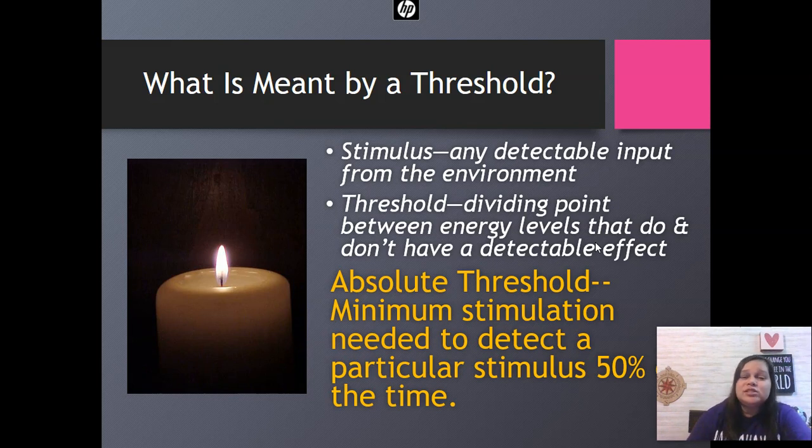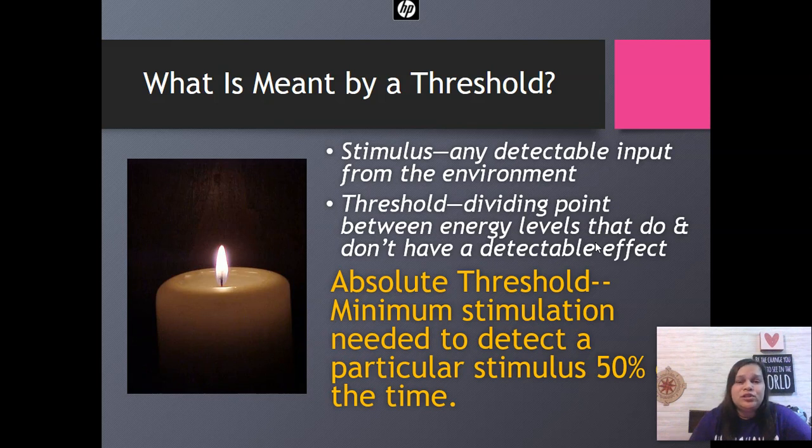A lot of what we look at in sensation are thresholds. So a stimulus, that's just any kind of detectable input from the environment. It could be a vibration, something that we can smell, something we can hear, something we can see. The threshold is the dividing point between what we can and what we can't actually detect. Another use of the word threshold is a doorway. The threshold is whether you go in or out of a room or your house. So the threshold in sensation is whether you can detect that there's something there or that there's not.